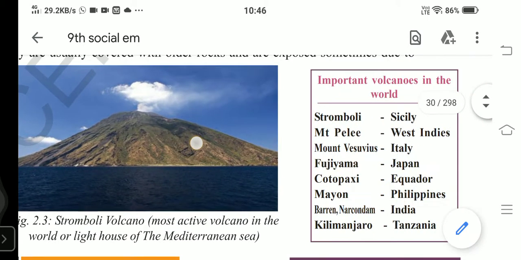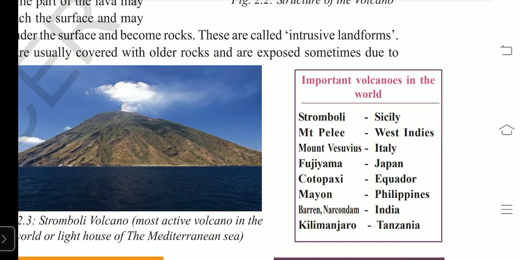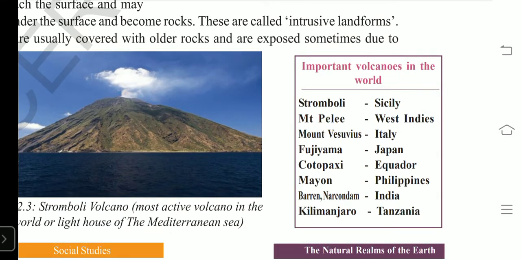There are some more important volcanoes in the world given in the table. You need to identify them by going through the atlas, using latitudes and longitudes, right? Stromboli is in Sicily, my dear students. Sicily is an island in the Mediterranean Sea. Then Mount Pelee is in the West Indies. Where is the West Indies? It is to the south of America, right?